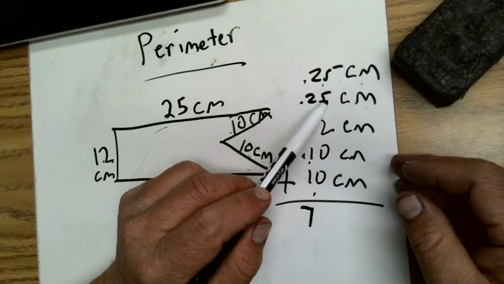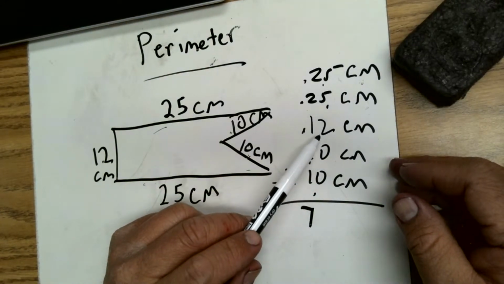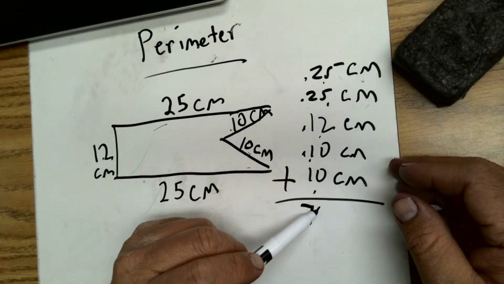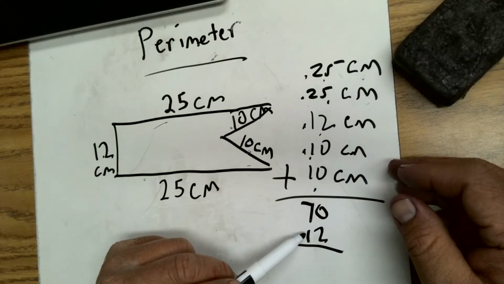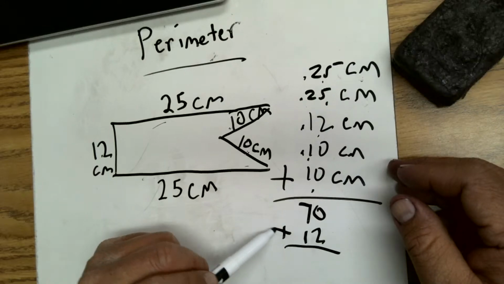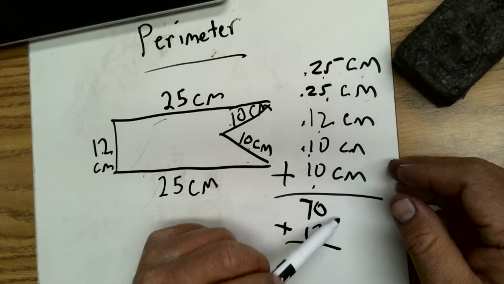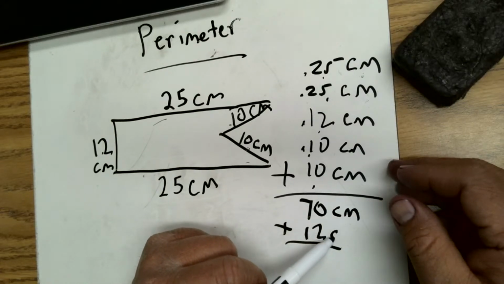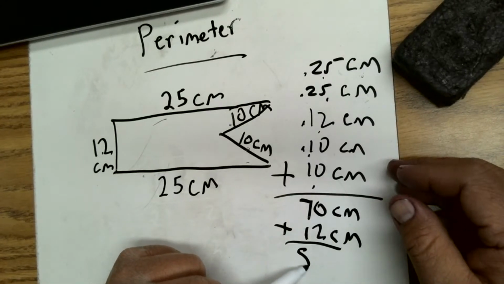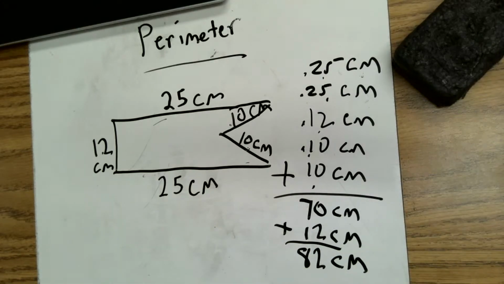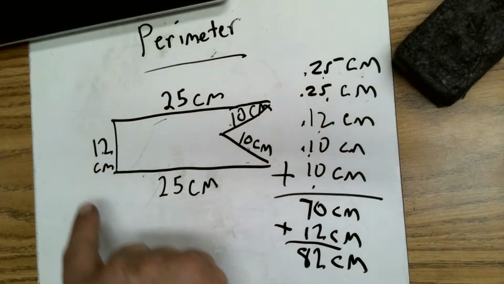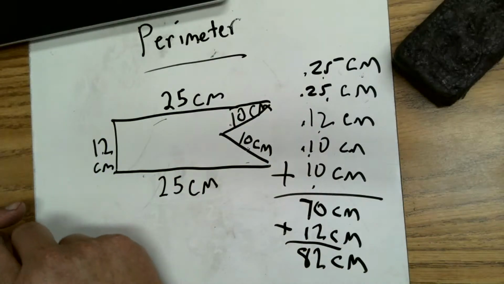Now look at my ones. 5 plus 5 is 10, plus 2 is 12. So I know to put my 1 ten in my tens column and my 2 ones. Now remember, we are adding centimeters, so I'm going to make sure to keep that unit. I'm going to add my two together, and my answer is 82 centimeters because I added all the outside perimeter together to get my answer.